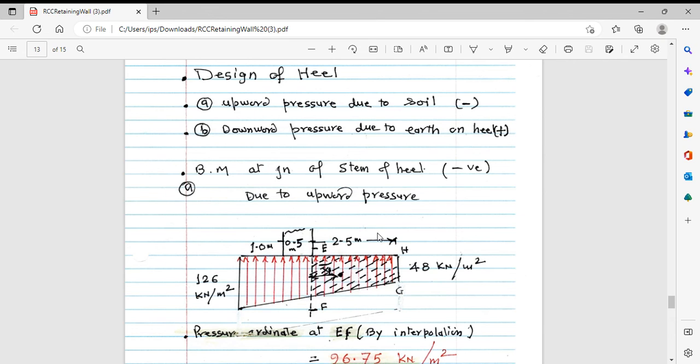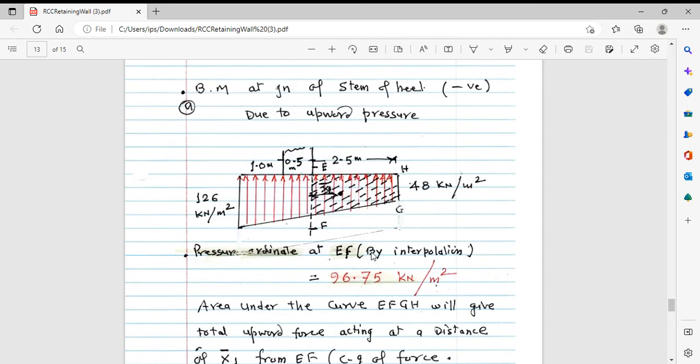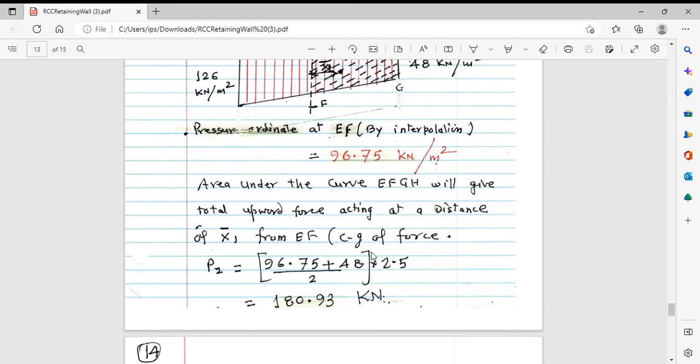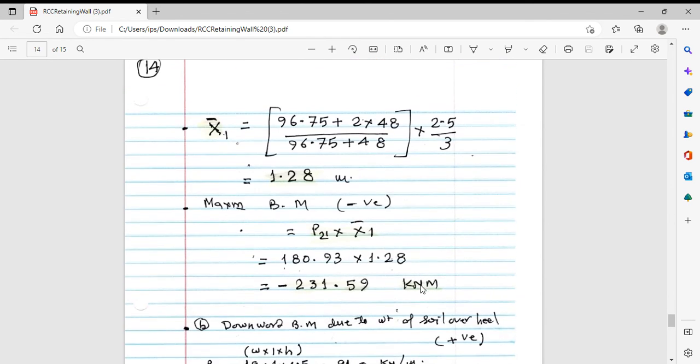Similarly, over this length above this, there is soil. We find out the total load and take the moment, and we find the upward pressure for that ordinate, that will calculate 96.75. Here I am talking about this point. Now x bar will be (a plus 2b) upon (a plus b) into x by 3. That will be the value of x bar. Moment will be, it is acting upward, so it will count as a negative one. So it comes minus 231.59 kilonewton meter.